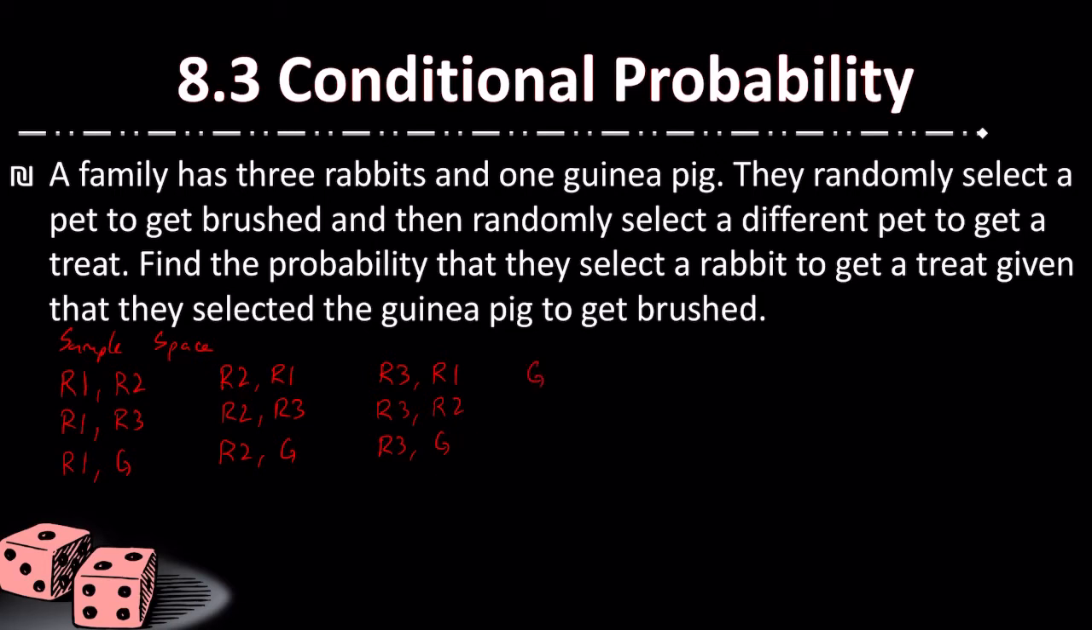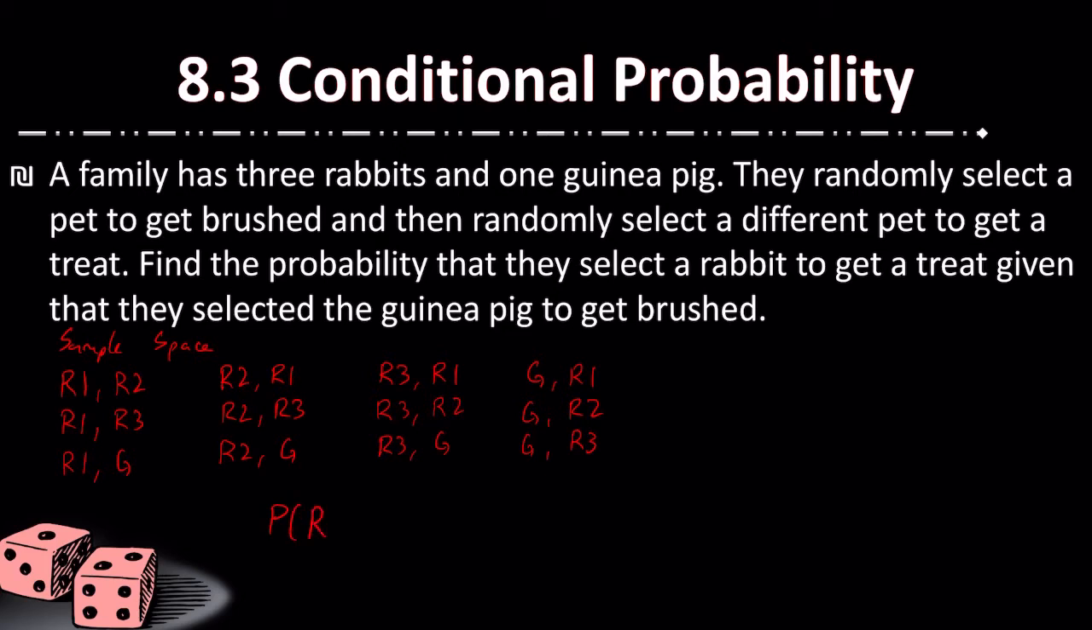Or maybe the guinea pig got brushed and rabbit 1 the treat. Guinea pig got brushed, rabbit 2 the treat. Or the guinea pig got brushed and rabbit 3 got the treat. Now remember, they said it's a different pet that gets the treat, so we don't have guinea pig brushed and guinea pig got treat.